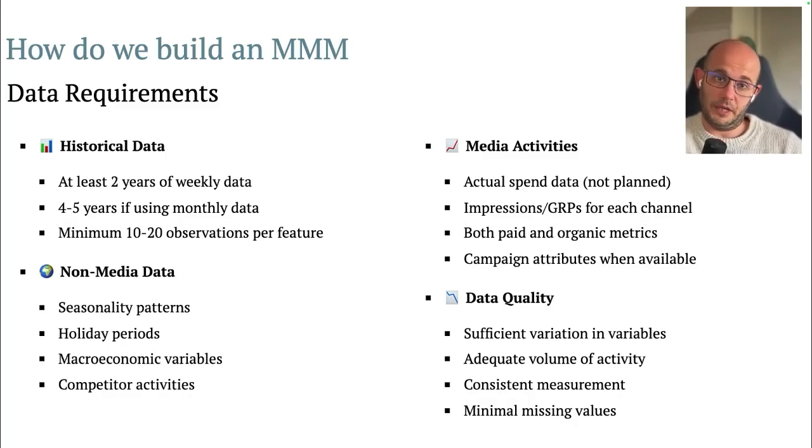If there is no variation in your data, that's another issue. If all of your channels are moving in sync, when paid search goes up, paid social goes up, and vice versa, then there is zero information for the model to extract. So variability is important.